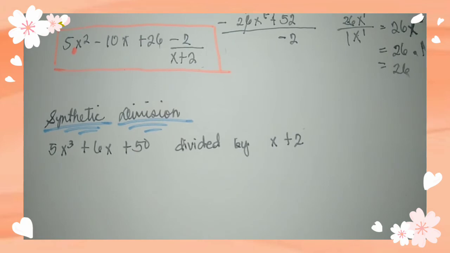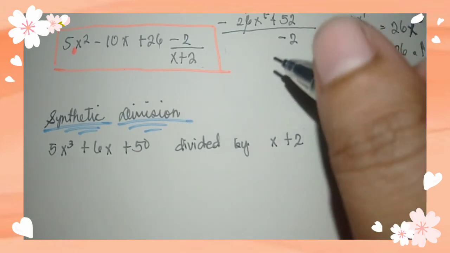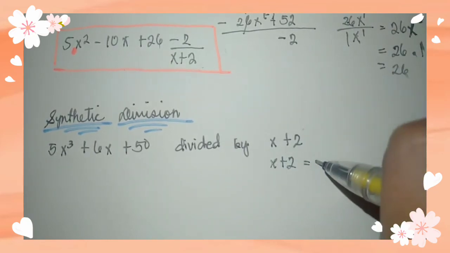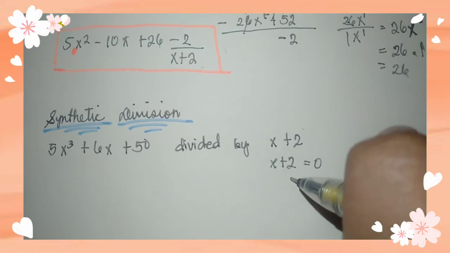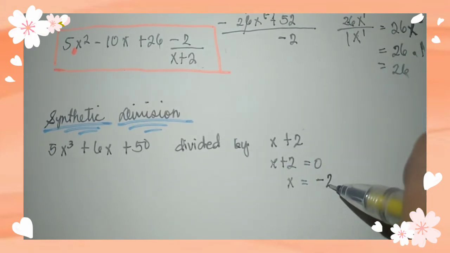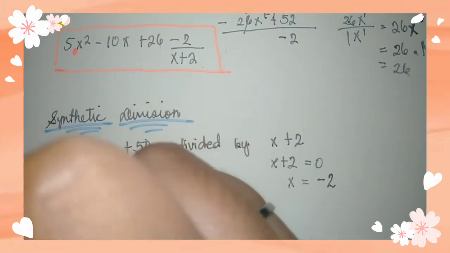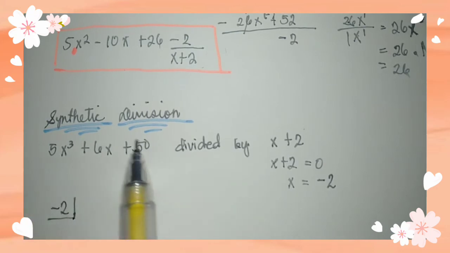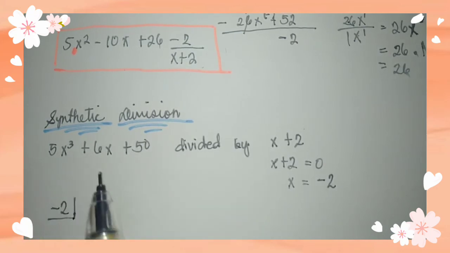So, first thing to do when using synthetic division is to equate the divisor to 0. So, we have x plus 2 is equal to 0. And then x will be transpose positive 2, it will become negative 2. And then, siya na yung magiging divisor natin. We have negative 2. Second is to get all the numerical coefficients in our polynomial expression or equation.